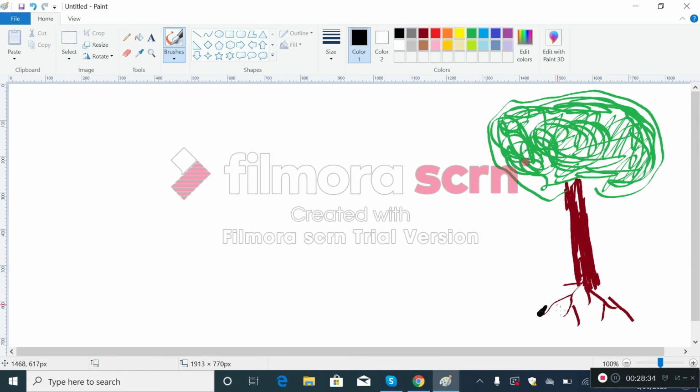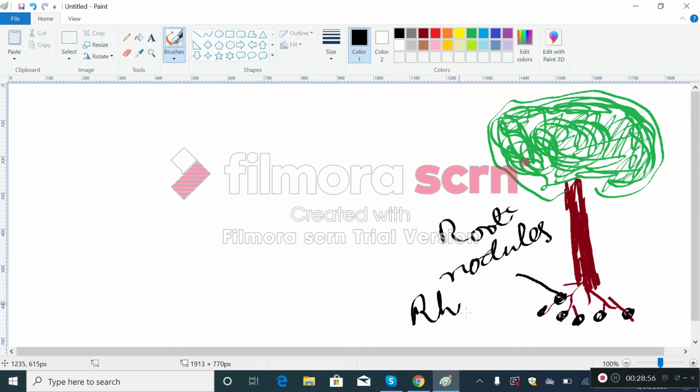Over there, node-like structures are present here. These are root nodules. In these nodes or nodules, nitrogen fixing bacteria are present. Rhizobium bacteria. These rhizobium bacteria are present in the root nodules.